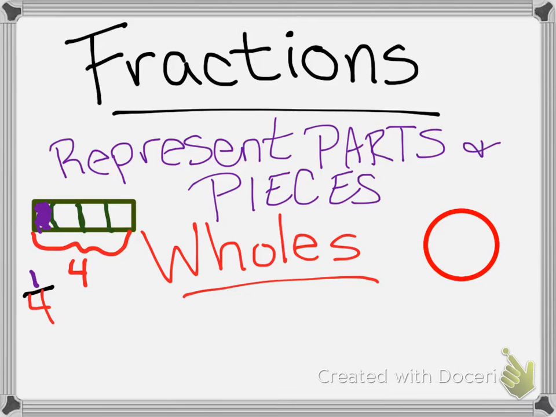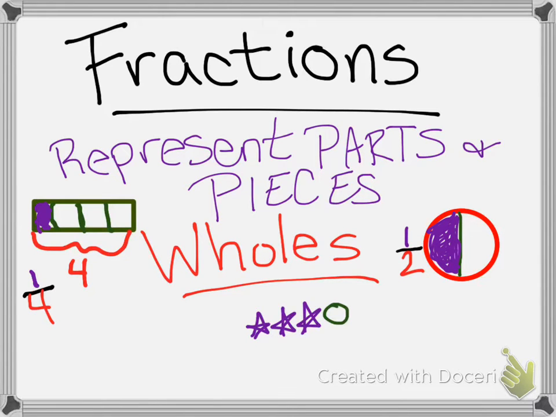We might have a model with a circle. Maybe it's a pizza or a pie in the real world. Maybe we cut it once straight down the middle and we take out and count one of those pieces. We call that 1 out of 2 pieces in the whole pie, 1/2.